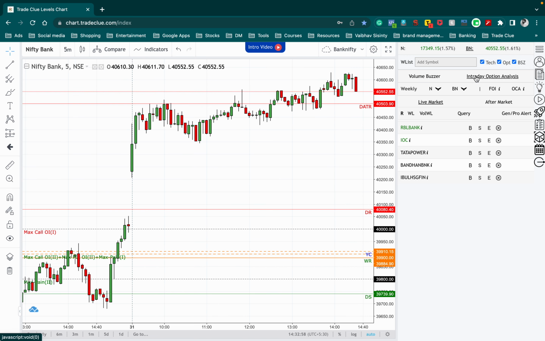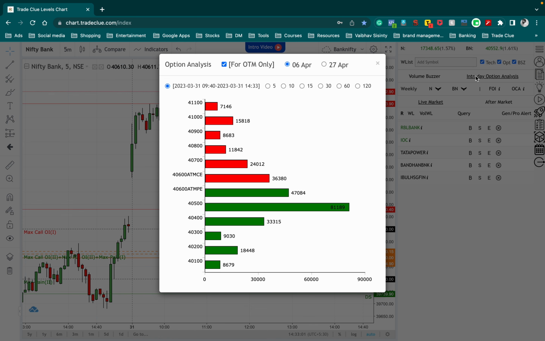Similarly, if I need to check it for Bank Nifty, I once again open the intraday option analysis tool. As you can see, Bank Nifty is having a good support zone at 40,500, and similarly there are pretty much resistance zones on the upper side as well.